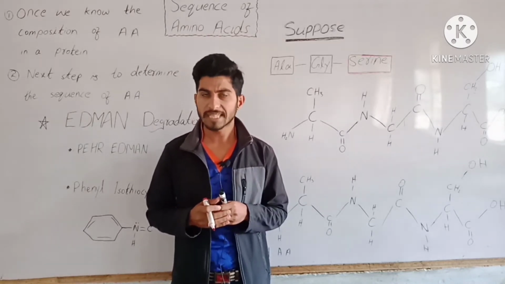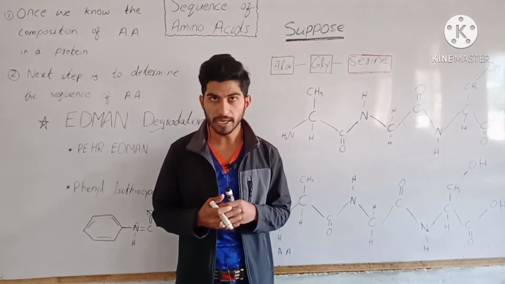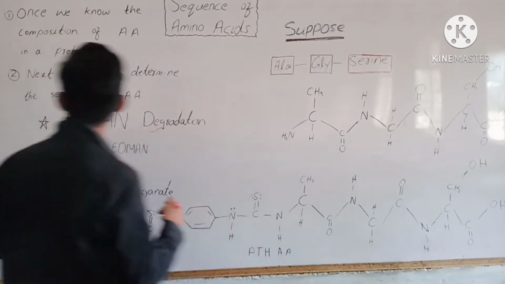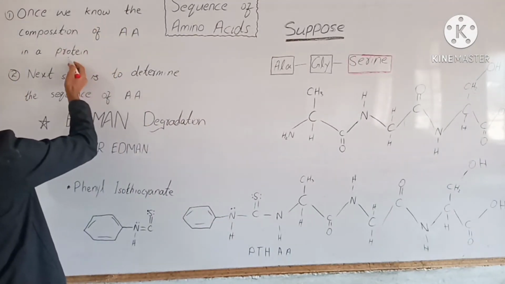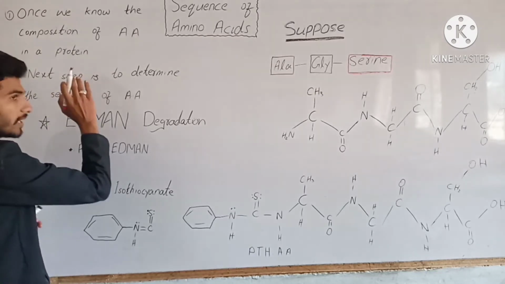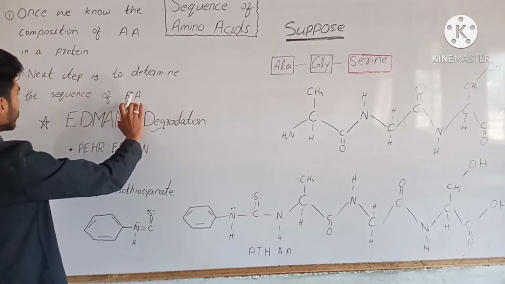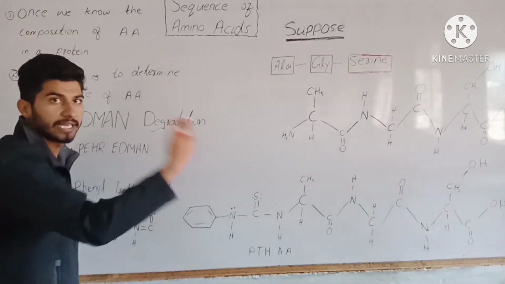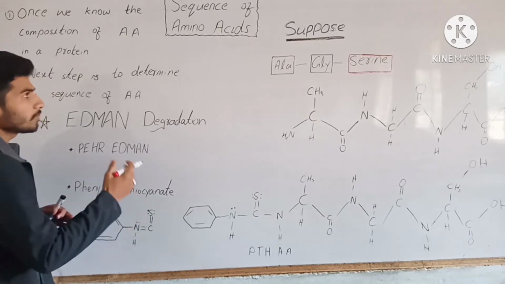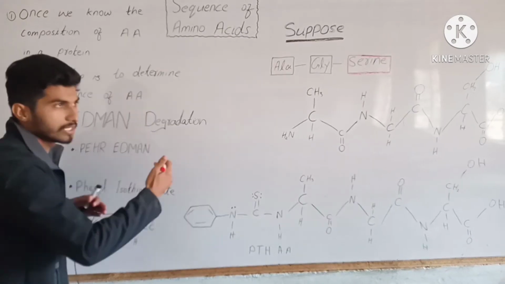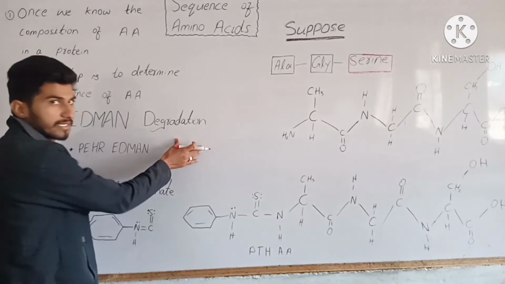Now we will discuss the details of the Edman degradation process. Okay, now let's start. Once we know the composition of amino acids in a protein, the very next step is to determine the sequence of amino acids in that polypeptide chain. We can determine the sequence of amino acids in a particular protein by the Edman degradation process.